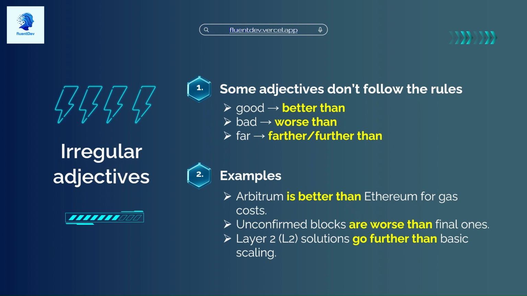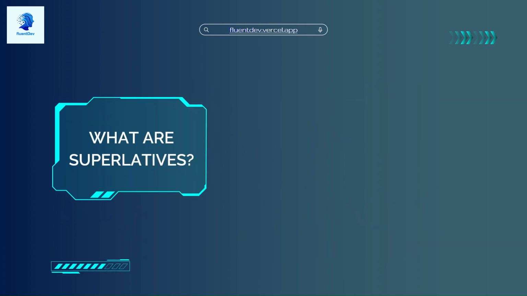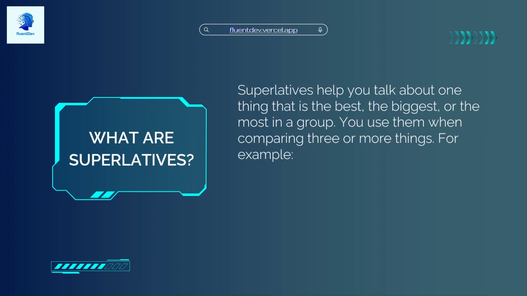Okay. Good job so far. Here we go. Let's take a look at what we need to do if we're comparing more than 2 protocols or platforms. So we'll have to ask ourselves in this case, what are superlatives? Well, superlatives help you talk about one thing that is the best, the biggest, or the most in a group of two or more. We use them when comparing three or more things, right?